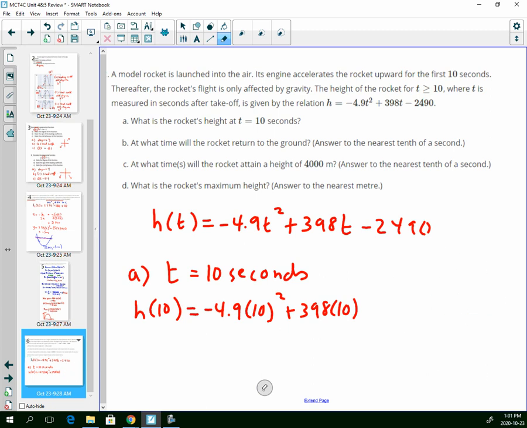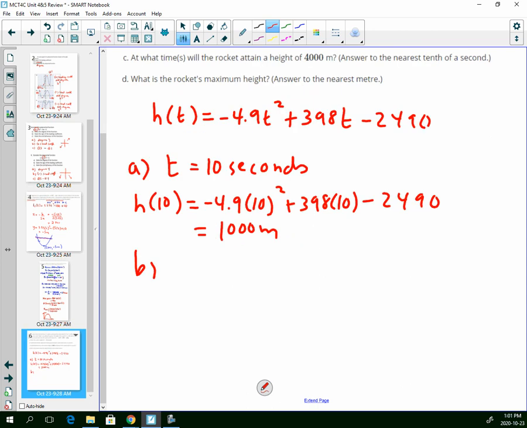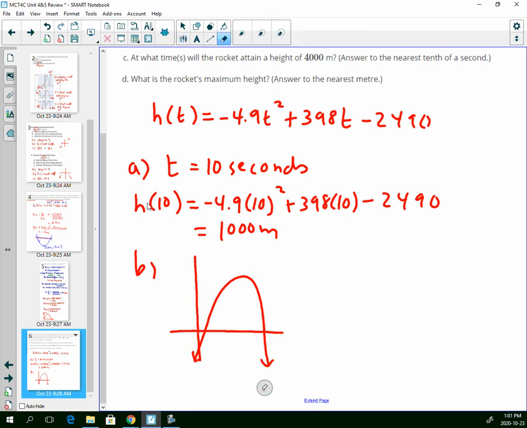Just a matter of plugging it into the calculator, and it works out to be 1,000 meters. Okay, B says, what time will the rocket return to the ground? So you have to ask yourself, well, what part of the equation am I trying to find? Right, well, I'm trying to find when it hits the ground. So I'm trying to find the x-intercepts, right? That's what I'm trying to find.